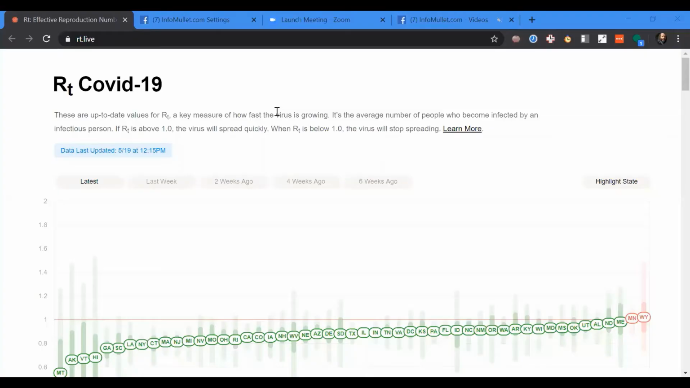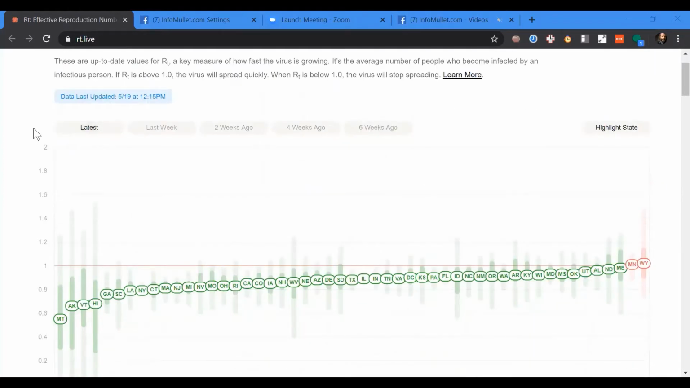There hasn't been a good source of R values in the US, but I just found a website that went live. I did some due diligence on it to make sure its numbers were legit, and I want to share it. It's linked in the sources. It's rt.live, and it uses the same source of state-level data that we do at the InfoMullet, the COVID-19 Tracking Project. It's pretty bare bones, but it's pretty neat with its functionality.